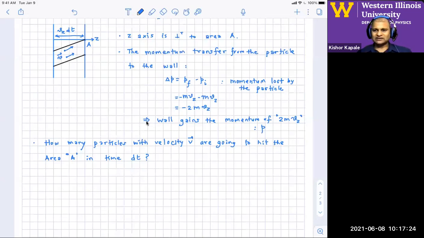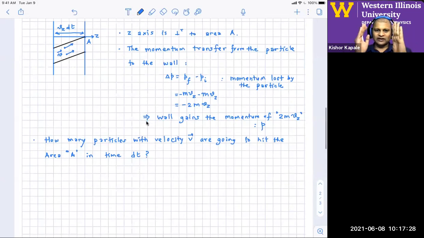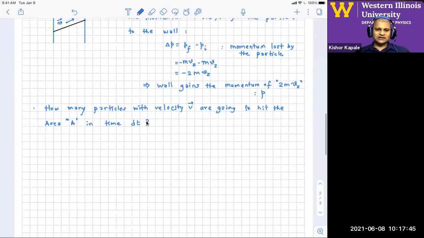So if they are within that Vz dt distance in time dt, they're going to hit the wall, right? Everybody makes sense? Everybody's with me on that? If they are within the distance along the z direction of Vz times dt, they're going to hit the wall in the next time interval dt. If they're outside of that, they're not going to hit the wall. Everybody with me on that? Does that make sense? Okay.